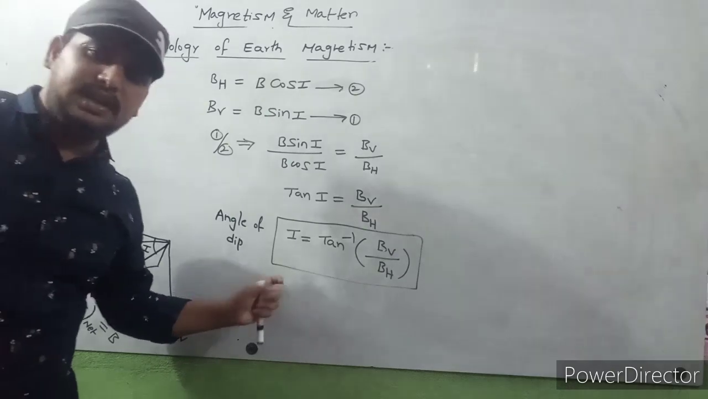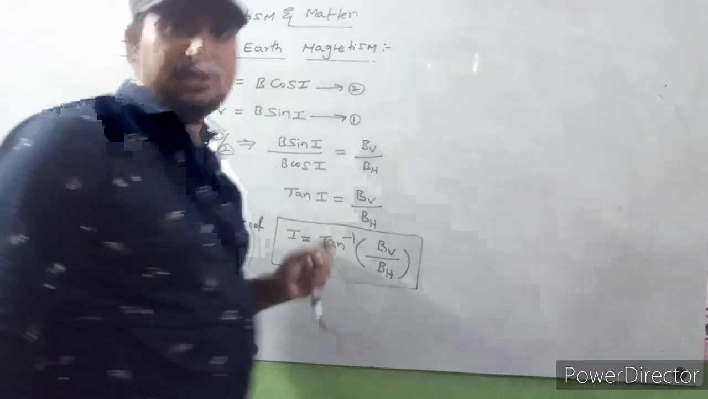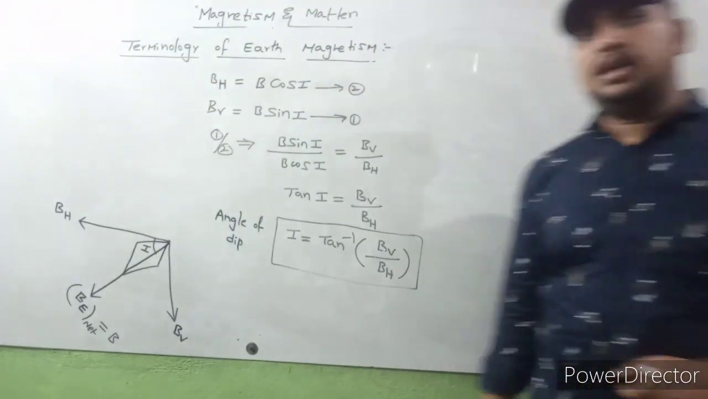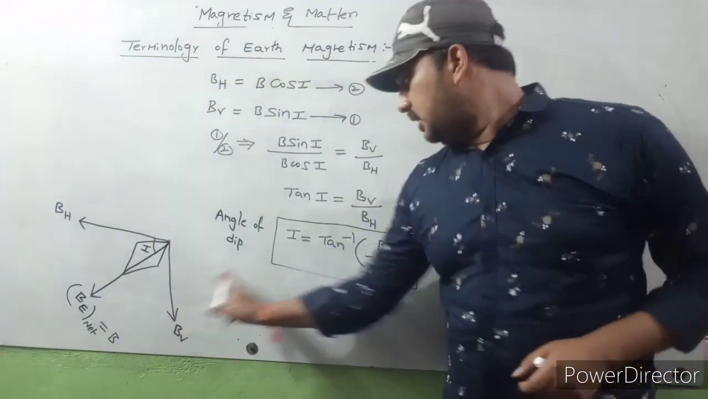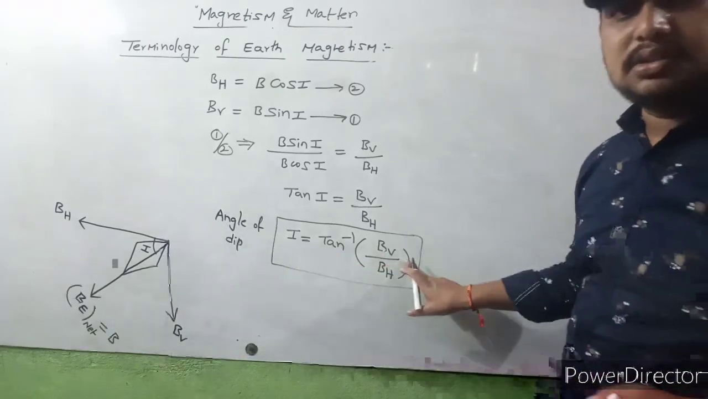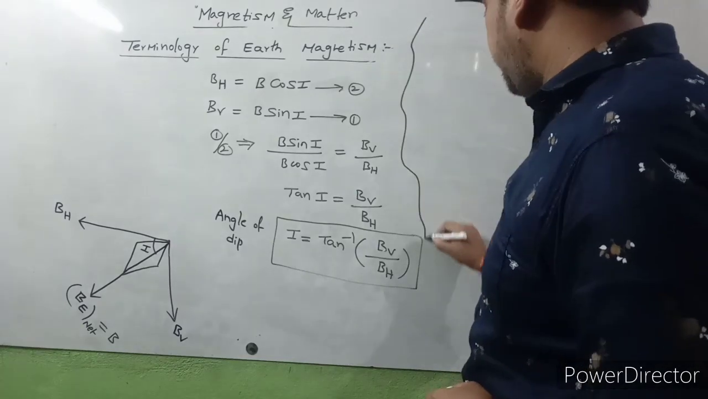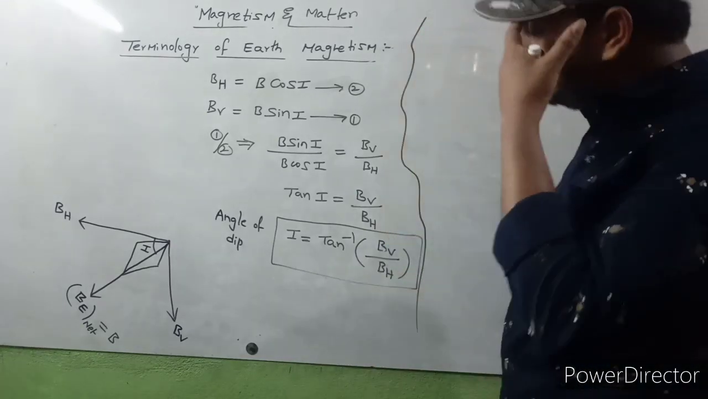This formula is very, very important. We are using this formula while solving numericals. Please observe carefully. I is equal to angle of inclination or angle of dip. I is equal to tan inverse of BV by BH. Next. So this is BV by BH.